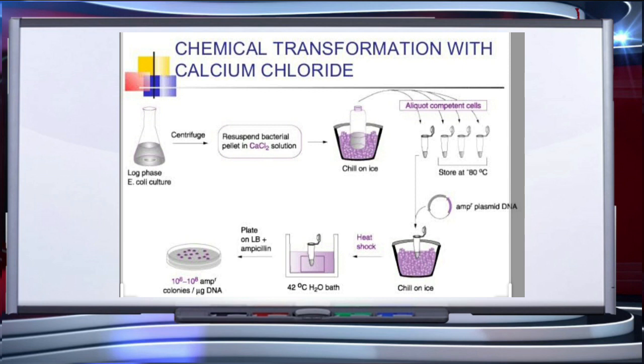Chemical method. In this method, the cell is treated with a specific concentration of a divalent cation, such as calcium, to increase pore size in the cell wall. The cells are then incubated with recombinant DNA on ice, followed by placing them briefly at 42 degrees Celsius and then putting them back on ice. This is called heat shock treatment. This enables the bacteria to take up the recombinant DNA.